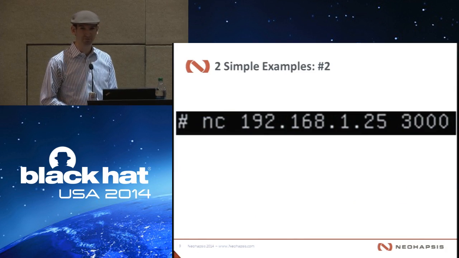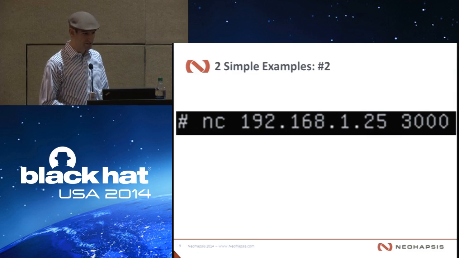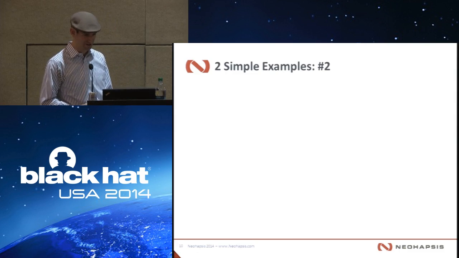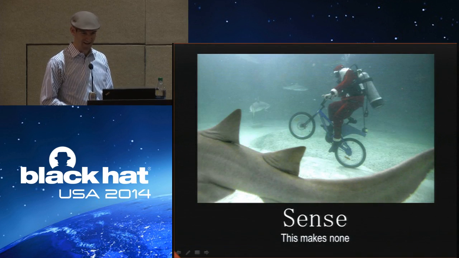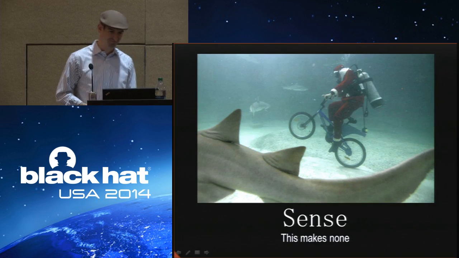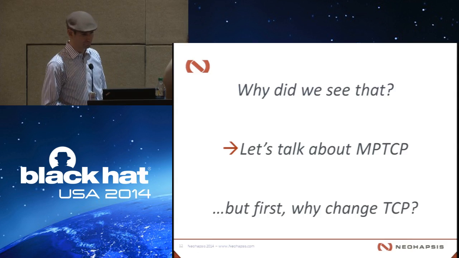Example 2. Let's simplify it even more. Netcat does nothing except open a connection. Should be one connection. Again, simple mental model of what's going on here, except that it's not simple. That one simple netcat command opens all of these connections. You'll notice there's connections to different IP addresses, to IPv6 addresses. All right, what's going on here? Why are we seeing this? This makes no sense. So we're going to talk about why we see that.